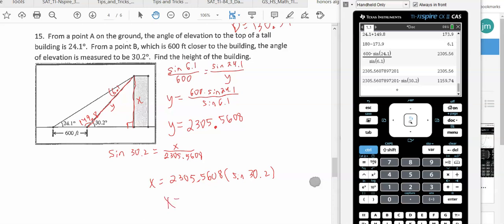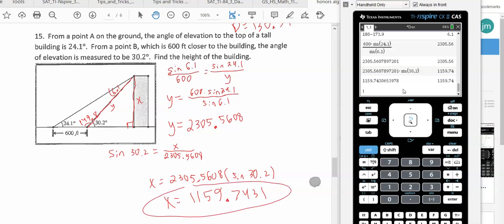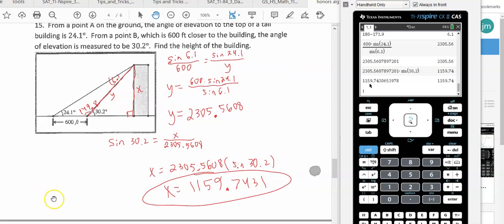We get x equals 1159.7. Let's just see more digits here: 1159.7431. I think that's what it's asking for, right? Find the height of the building. Okay, I think that's it.